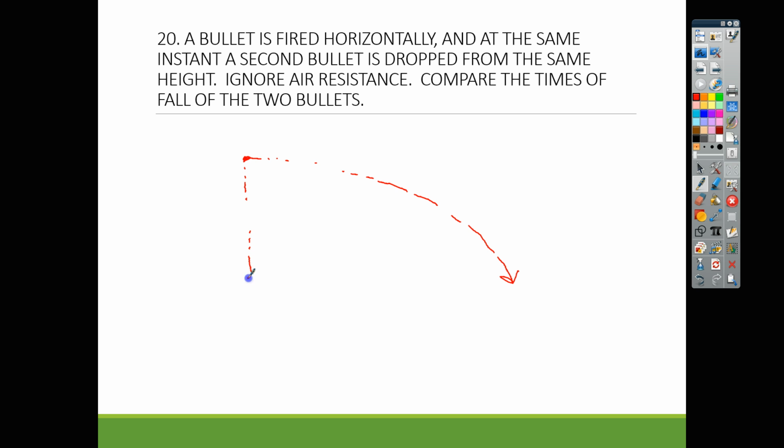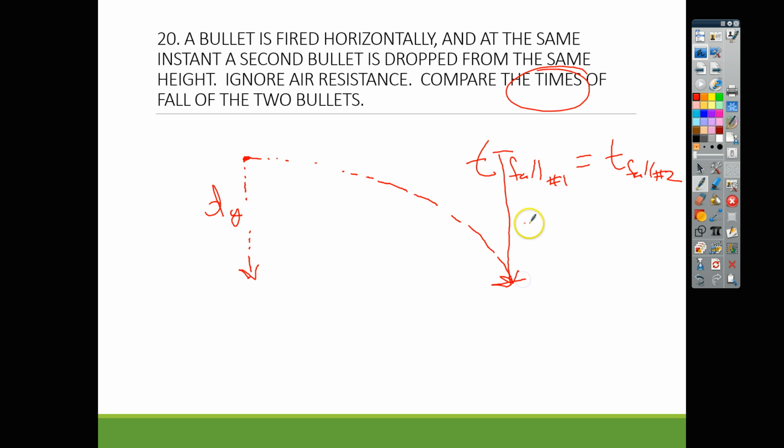But we also just said that the time of fall, so our time to fall for number 1, is going to be equal to the time to fall for number 2. And that's because they both fall the same distance in the y direction. So if we looked at the distance in the y, these two distances in the y are exactly the same. And according to our equation, this is the only thing that tells us how long that projectile falls for. So that is number 20, and that's the end of this video.